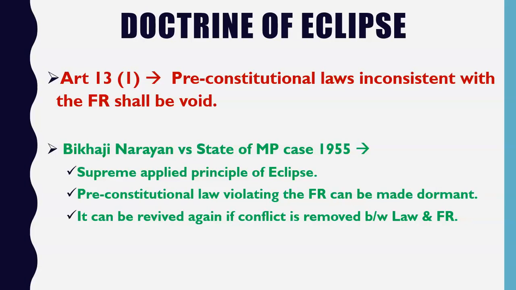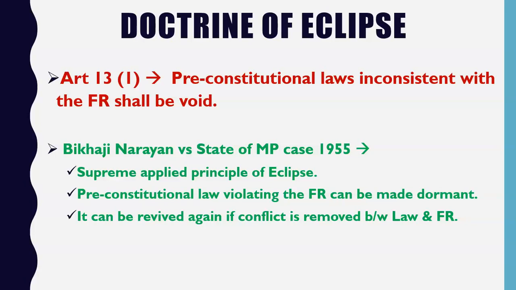So the entire law will not be declared invalid. Only those provisions of the law which violate the fundamental rights will be declared invalid. All the pre-constitutional laws, meaning the laws made before the commencement of the constitution, if they violate one or more fundamental rights, will be declared invalid and void to the level of inconsistency, meaning those provisions which violate the fundamental right will be declared invalid.